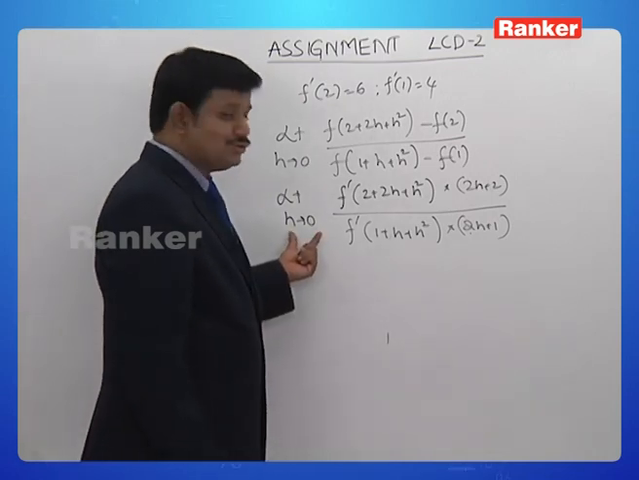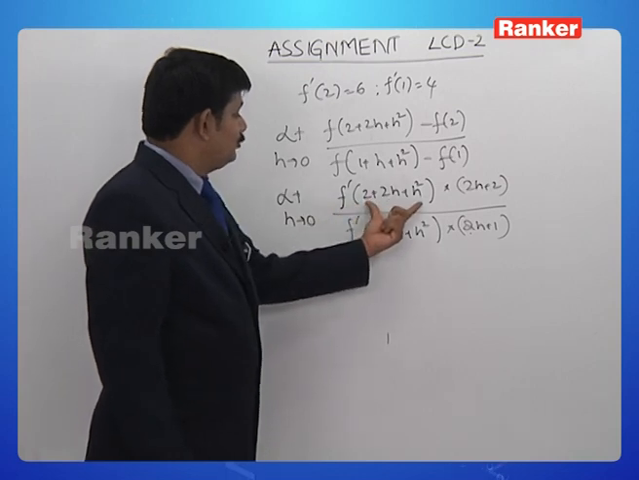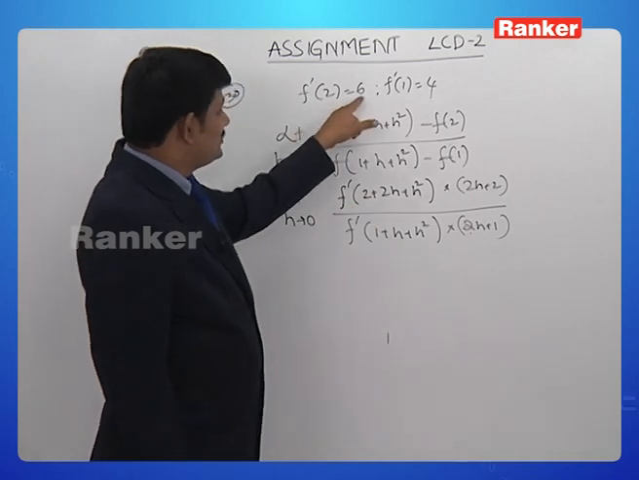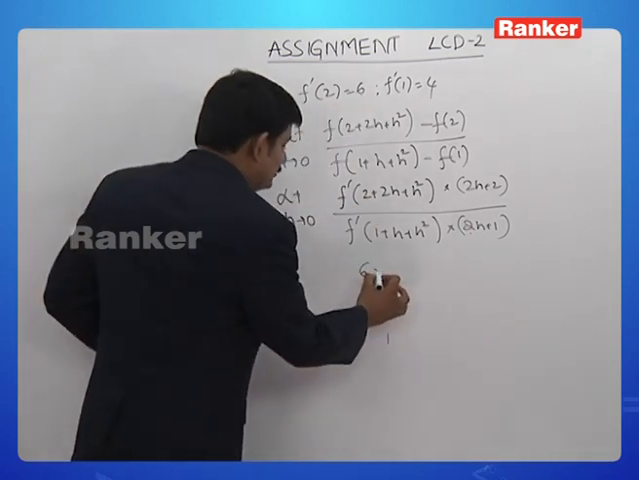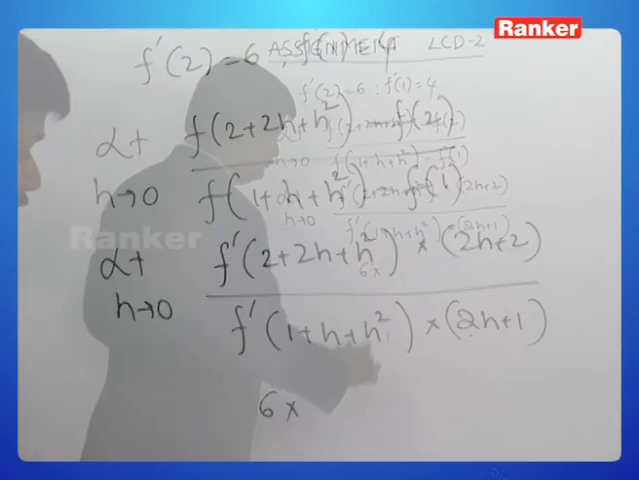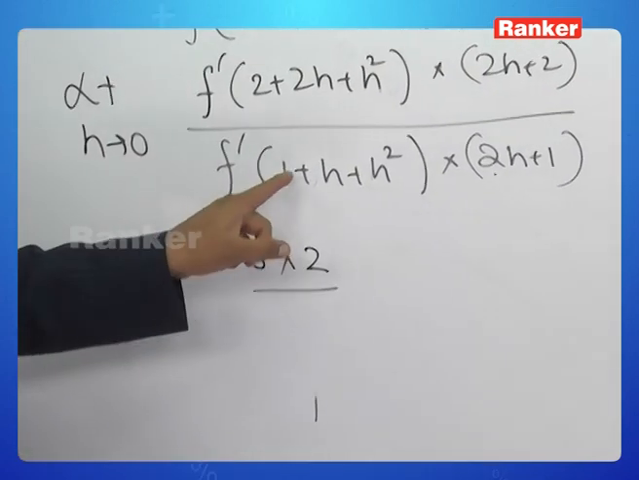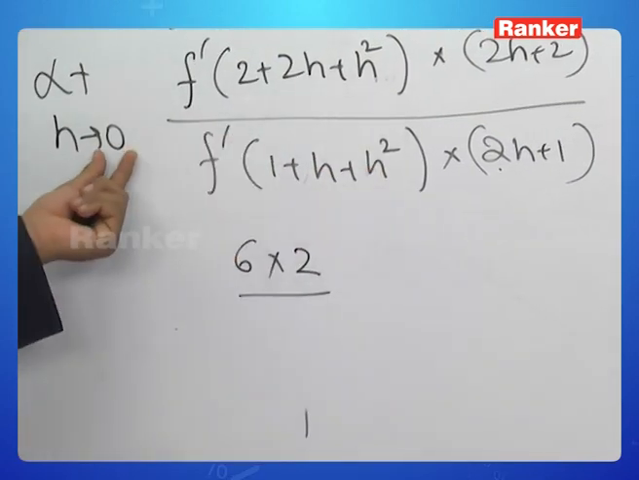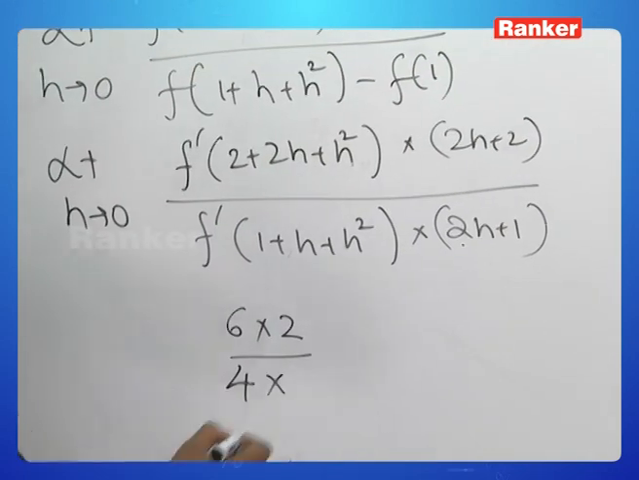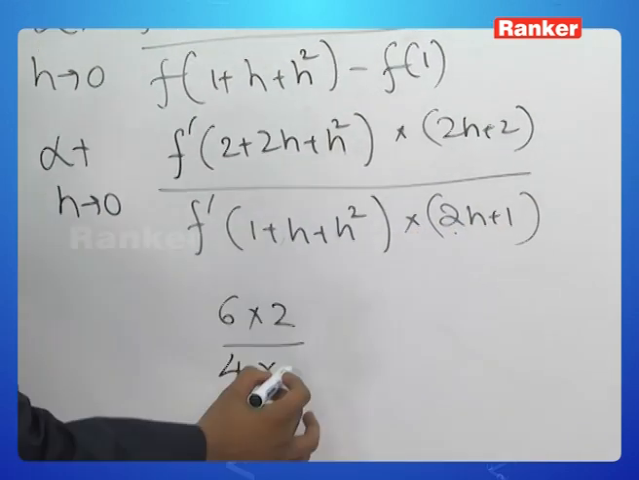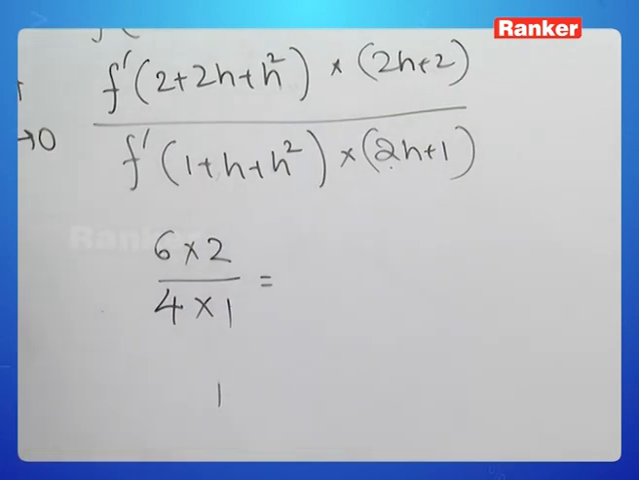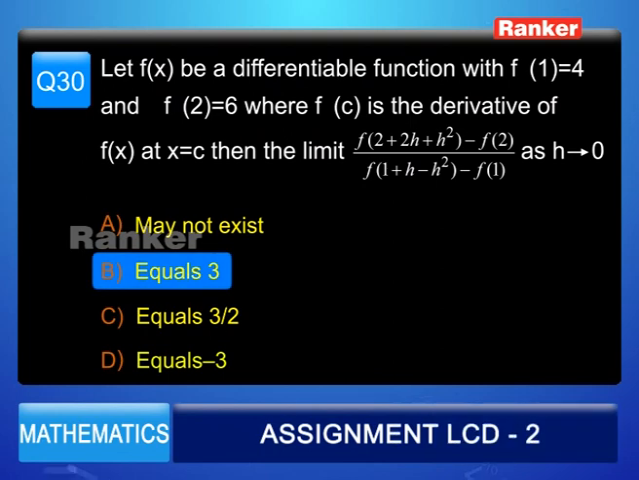So, as h tends to 0, 2 plus 2h plus h square tends to 2 and f dash of 2 is 6. So, our answer would be 6 into 2, as h tends to 0, 2h plus 2 tends to 2, divided by f dash of 1, which is given to be 4, into 2h plus 1, which is 1 as h tends to 0. So, our answer is 3 and it is option B.